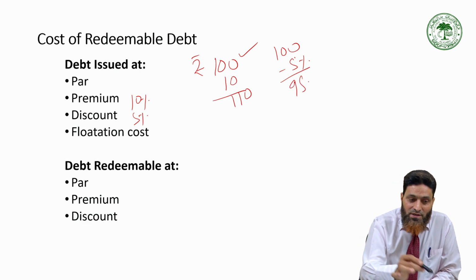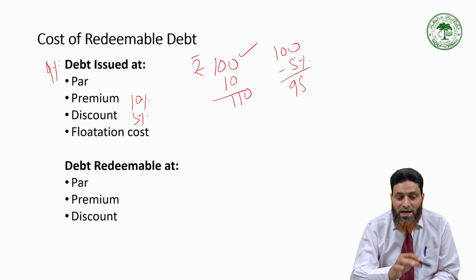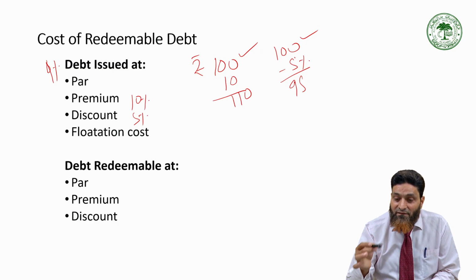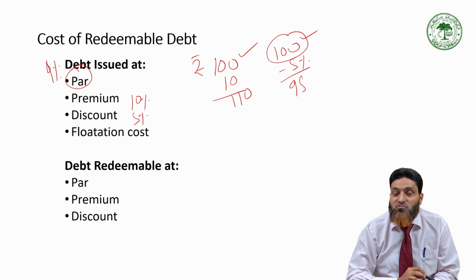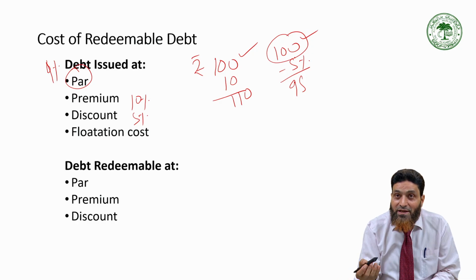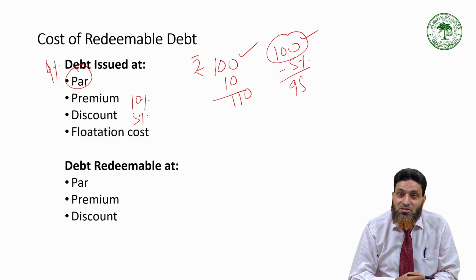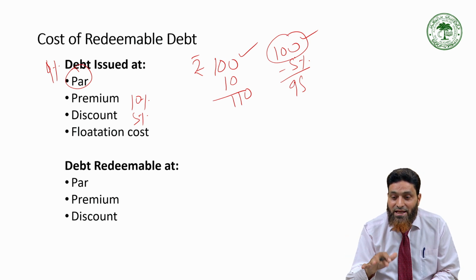But interest payable on that is suppose 9%. So 9% will be on 100, not 95. The company will pay interest on the face value. Interest is always paid on the par value or face value of the debentures or bonds. So in this case, if the company has issued at a discount, the denominator will be 95 and the actual amount of interest will be the same 9. So cost of debt will be more than 9%. If the company is not good, they have to issue at a discount. If the company is a good one, they can charge a premium.